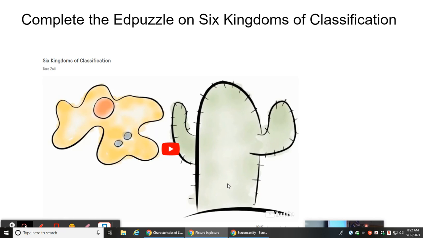And today for your assignment, you're going to complete the Ed puzzle. It's a graded assignment that goes into Schoology, and it's on the 6 kingdoms of classification.